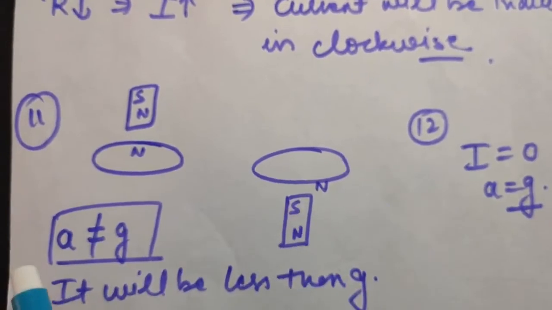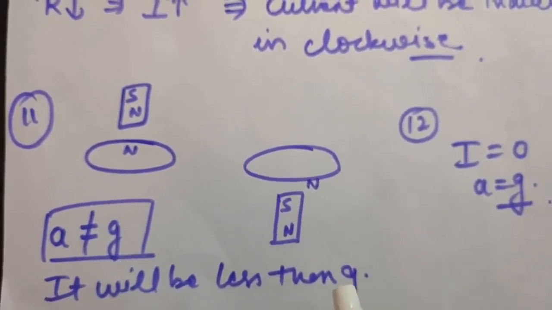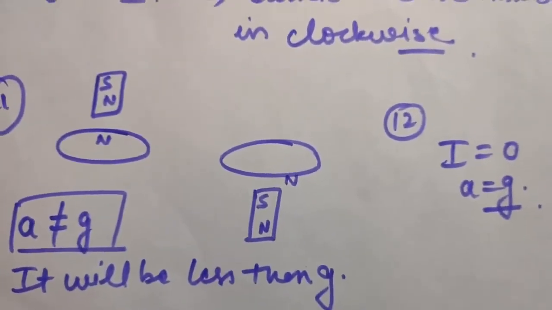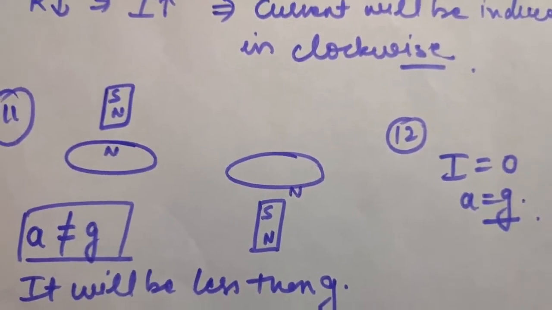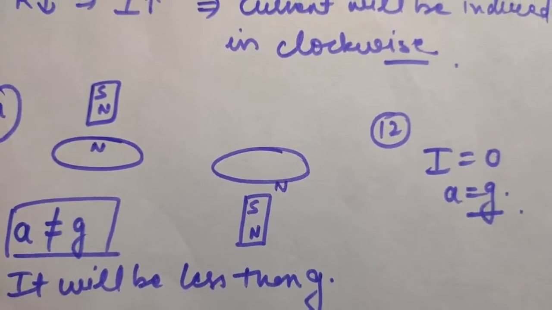So again its acceleration will not be equal to g, it will be less than g. Okay, in the next part, if the question says that your coil or the ring is cut from somewhere, will the acceleration be equal to g or not?